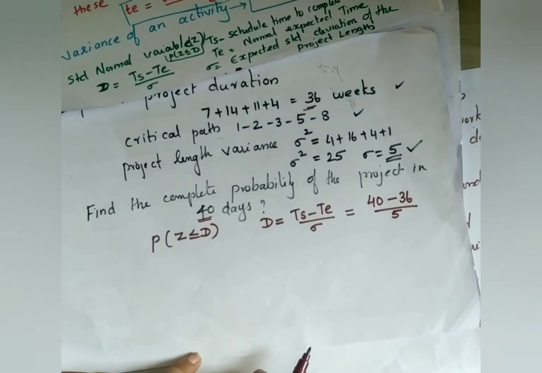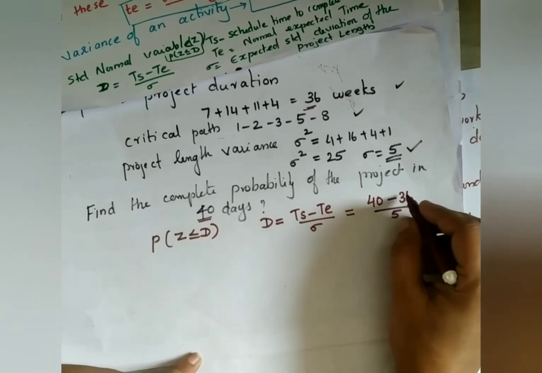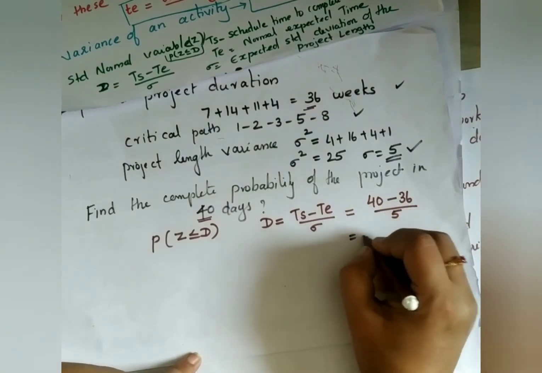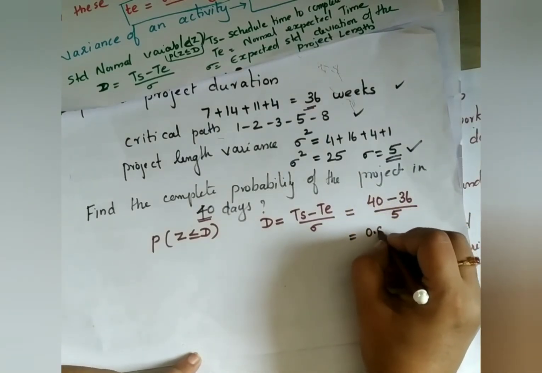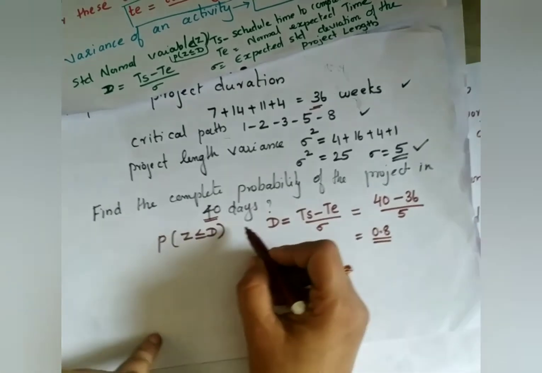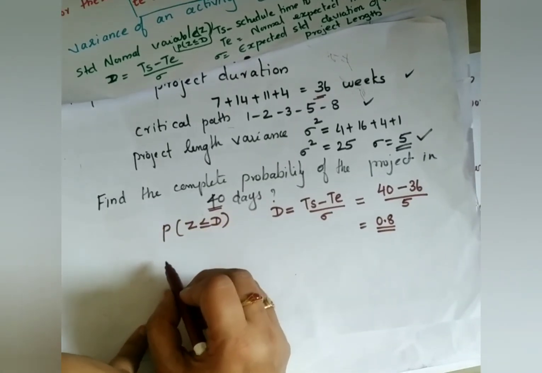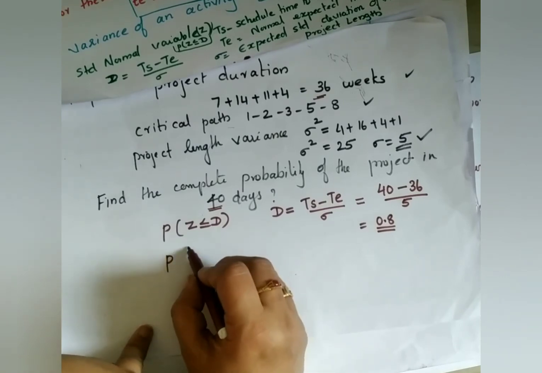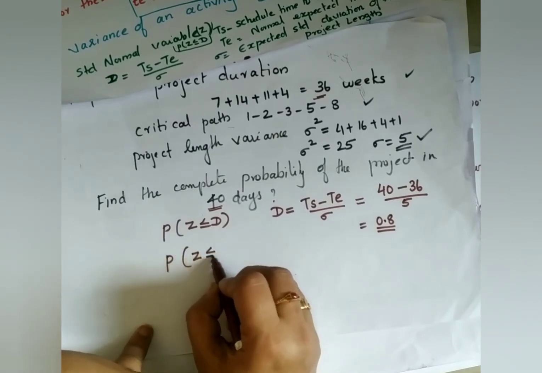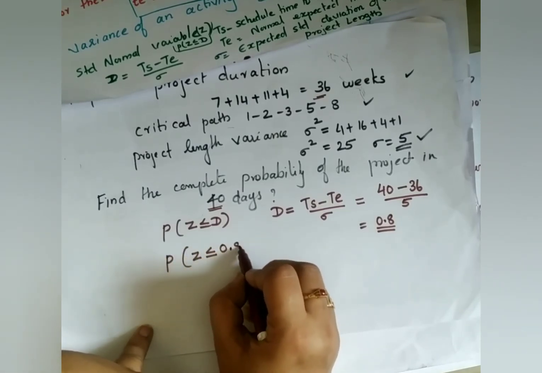Okay. So 40 minus 36 divided by 5. What is the answer? It is 0.8. Okay. So now here the probability, how I can write, P(Z less than or equal to 0.8).